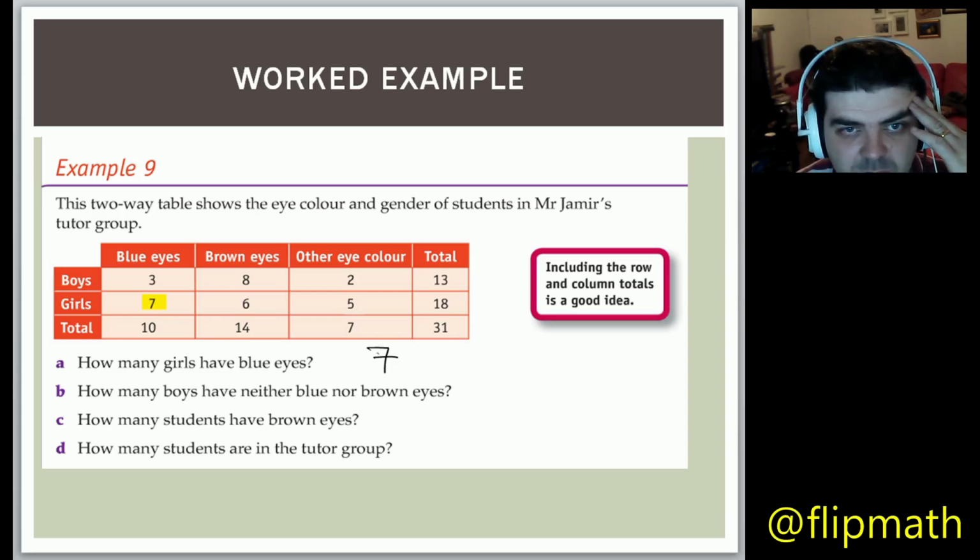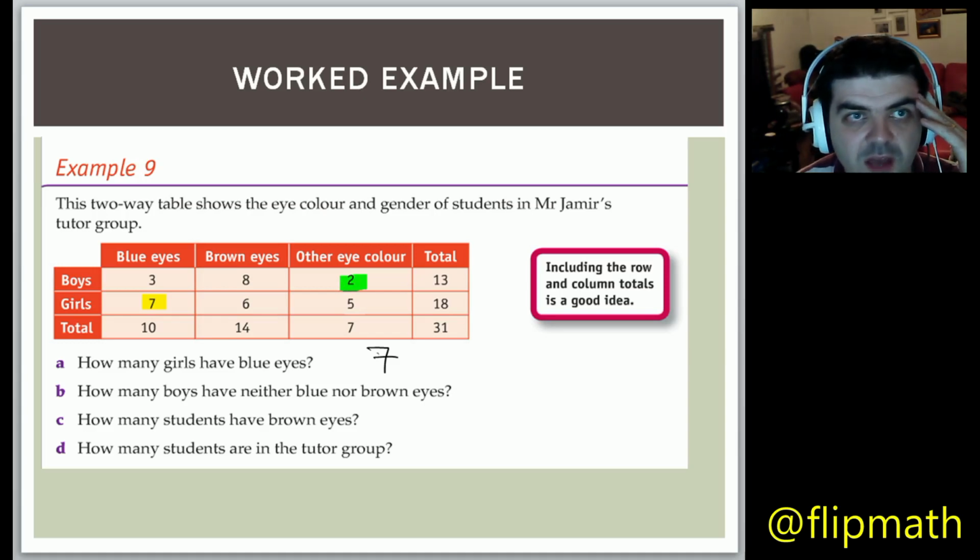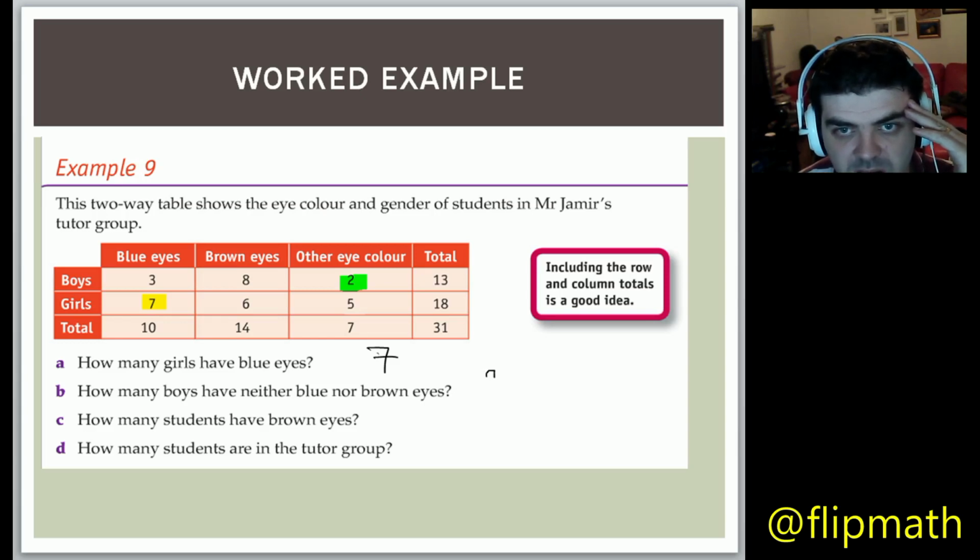So if they've neither blue, there's the boys row there. There's 3 have blue, there's 8 have brown. The only other option we've got is another eye colour. And how many have neither of those? Well, that is 2 according to the table. Okay. How many students have brown eyes?